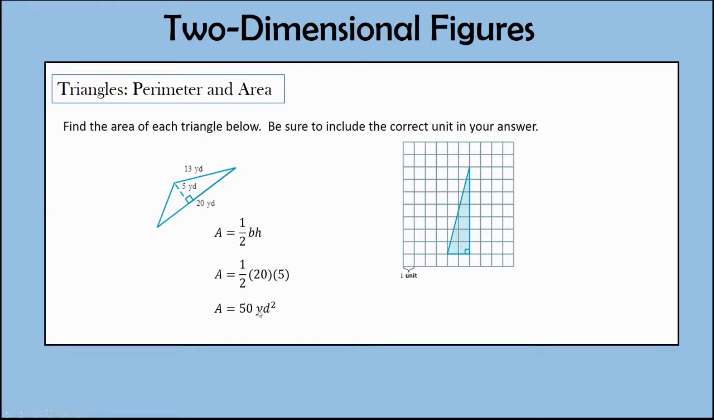Area, guys, is always units squared because you are actually finding how many square yards, 1 yard by 1 yard square, how many fit inside of there. So we have to be descriptive with our answer here.